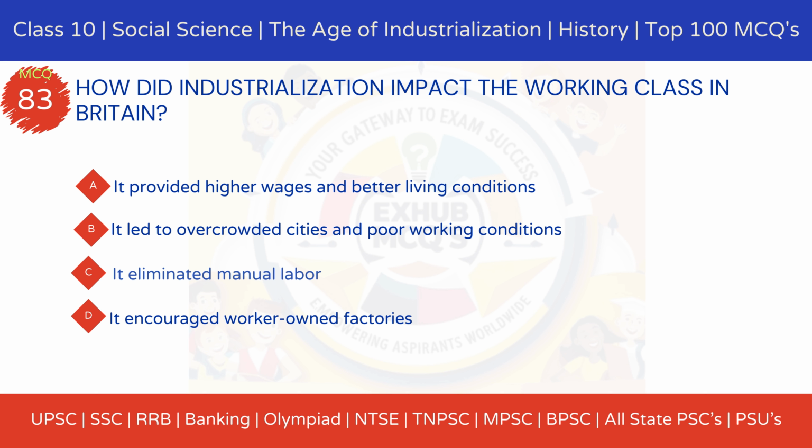83. How did industrialization impact the working class in Britain? Option A. It provided higher wages and better living conditions. Option B. It led to overcrowded cities and poor working conditions. Option C. It eliminated manual labor. Option D. It encouraged worker-owned factories.